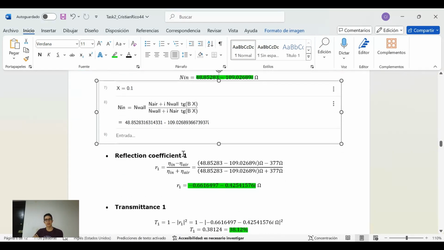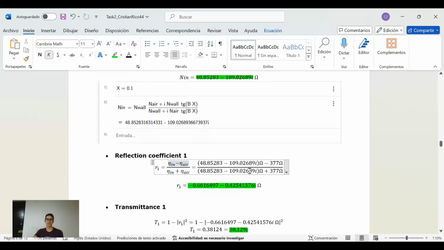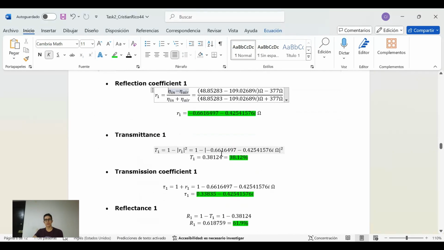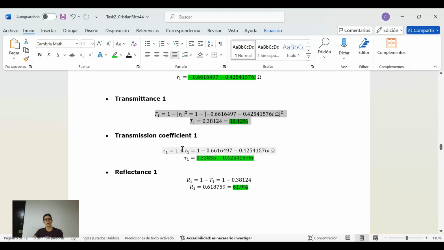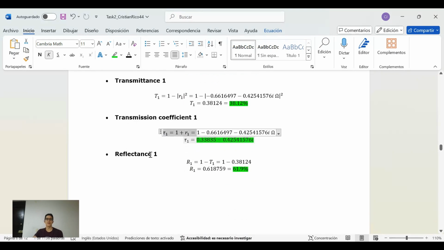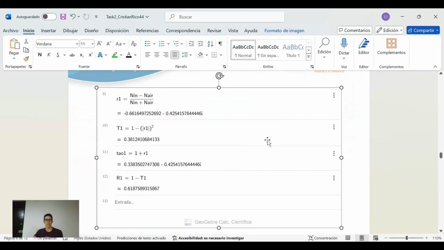Reflection coefficient 1, we got again this is the form, so we just have to replace the values. For the transmitted one, we just have to replace, and it gives us a percentage of transmittance. That's what the exercise asks. Transmission coefficient 1, we got the form, we have to replace it, and finally the reflectance, and we just have to replace, and we got 61.9%. We got the GeoGebra evidence.